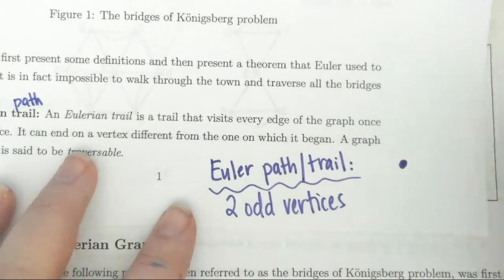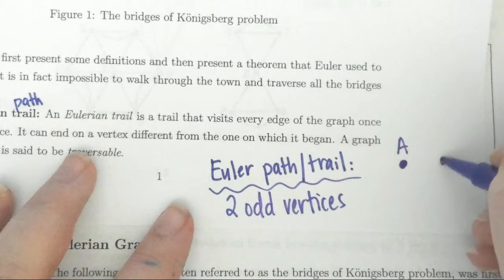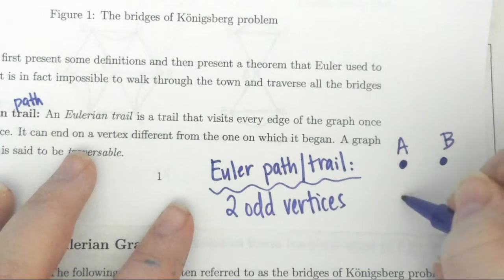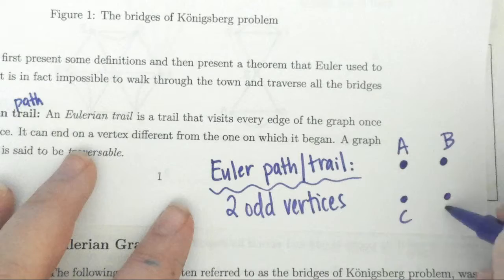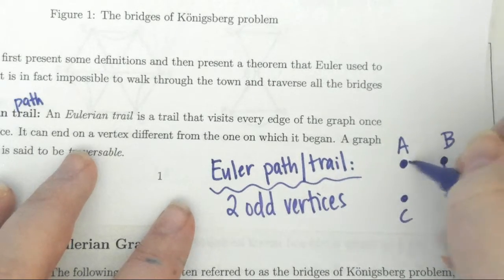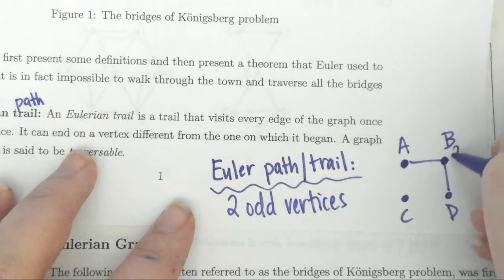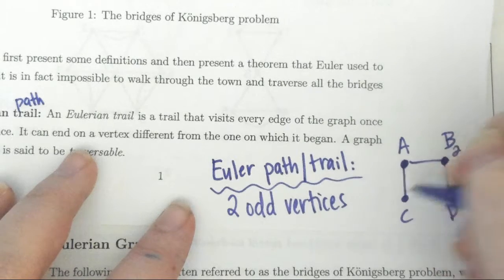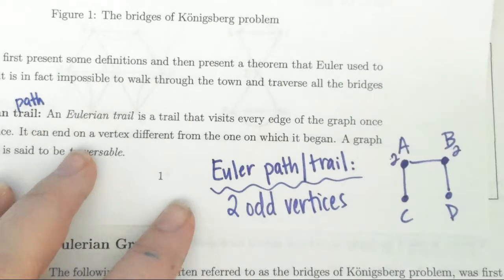So let's draw a picture. I've got 4 vertices. B has 2 poking out of him. A has 2 poking out of him.